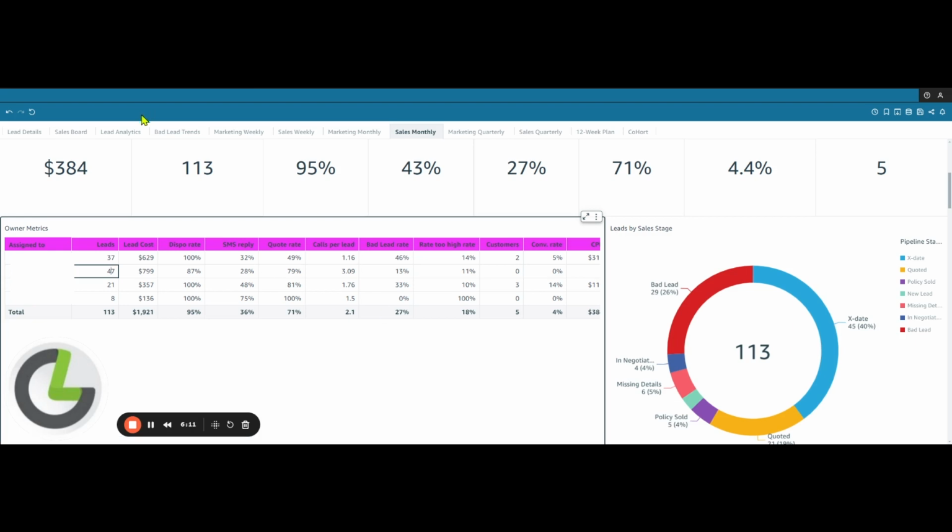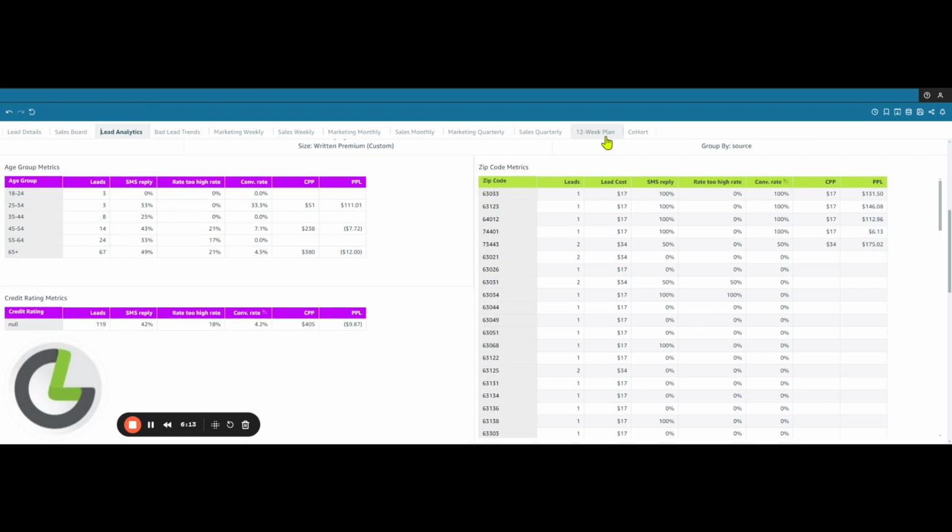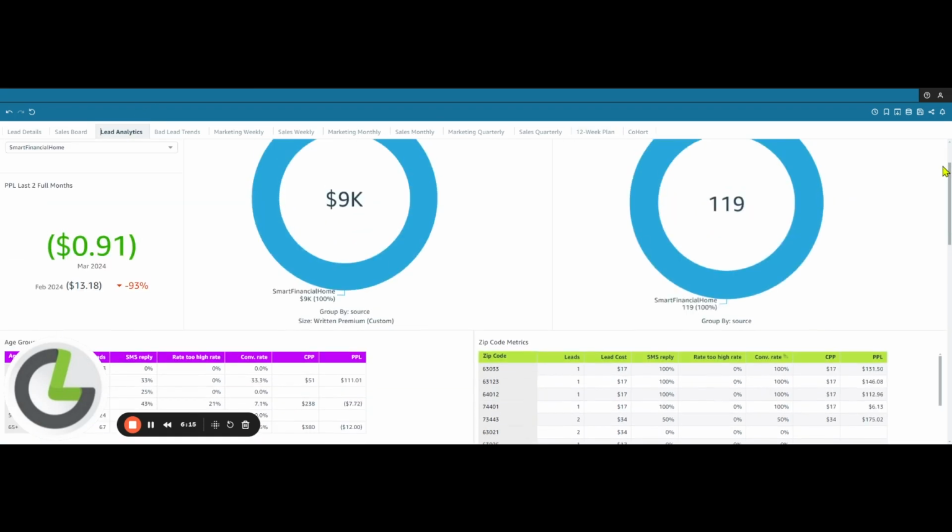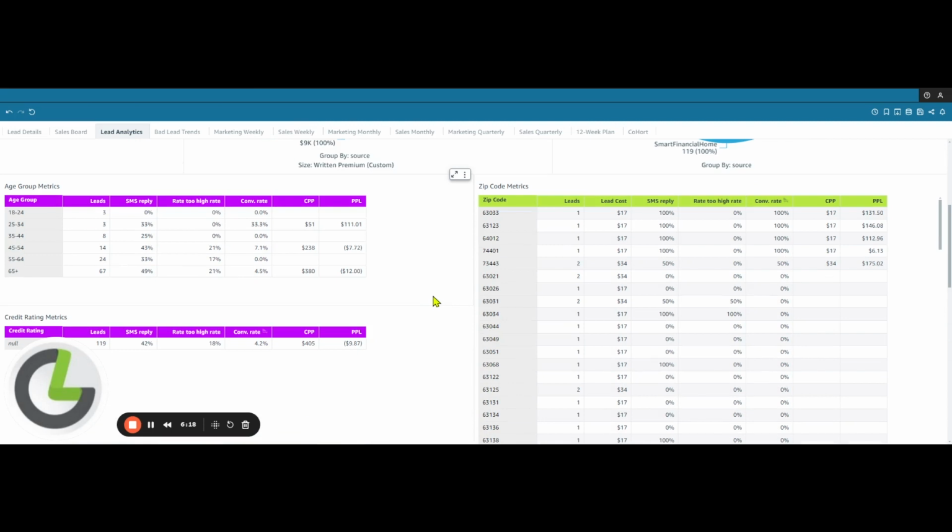Next down the line, now going on the lead provider side to make changes, is we drill down on our lead analytics. And with all of the variables and data coming in with the lead, the age, the credit, zip code, current carrier, all that stuff, we can drill down to all of our metrics I went through and pivot off of any of those variables. So for example, we have our age group here, and we can see the lead count, SMS reply rate, our rate too high, conversion rate, cost per policy, and PPL, our profit per lead.